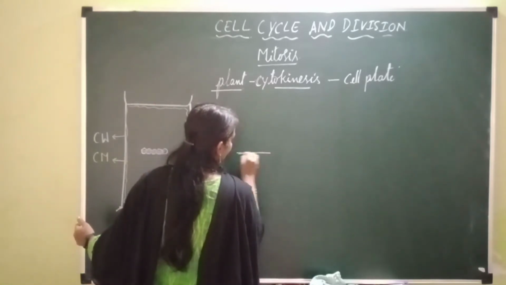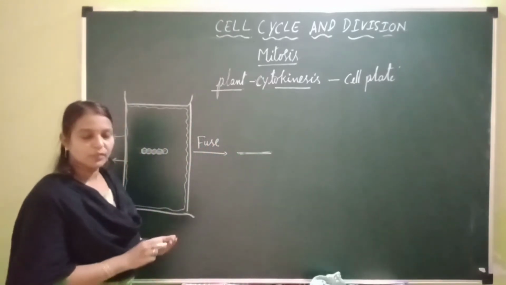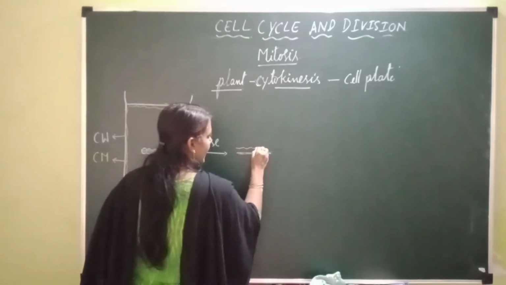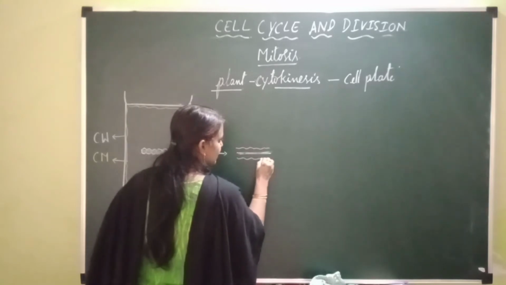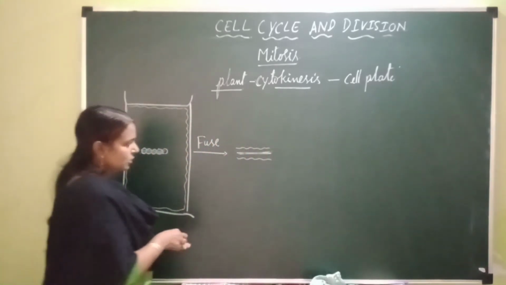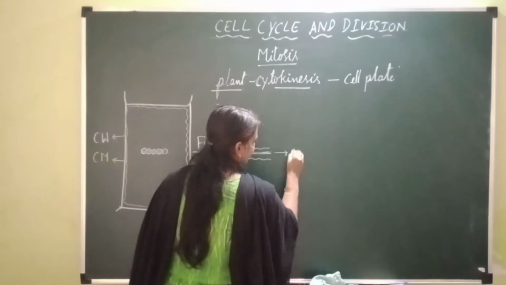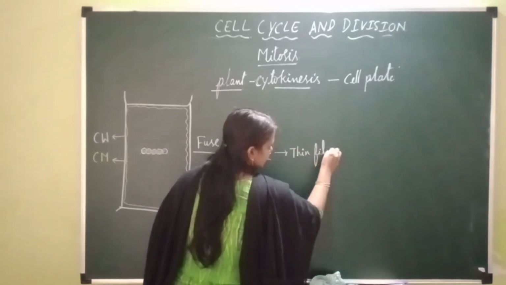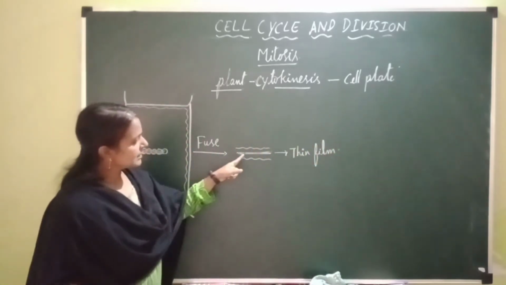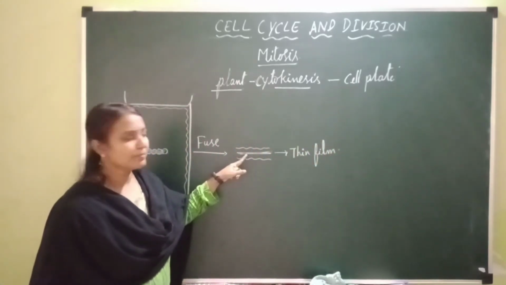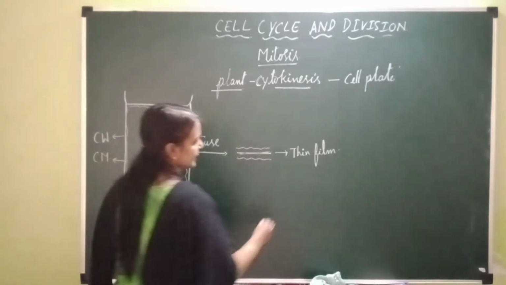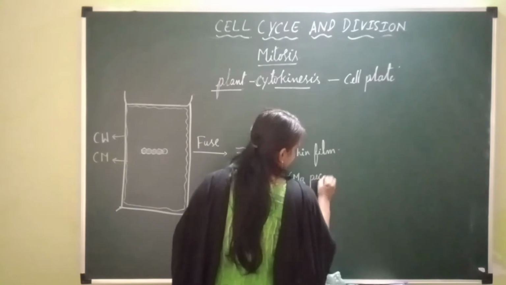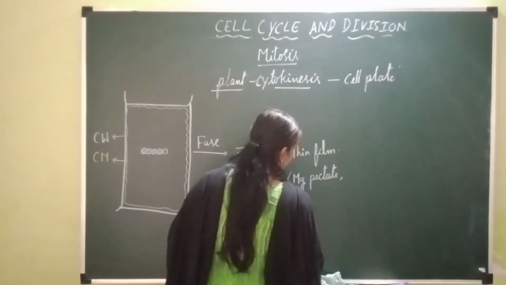So this is the thin film which is formed by the fusion of vesicles at the center. Above this thin film and below this thin film, a sheath-like structure is formed. Now in this thin film, calcium pectate and magnesium pectate get accumulated.